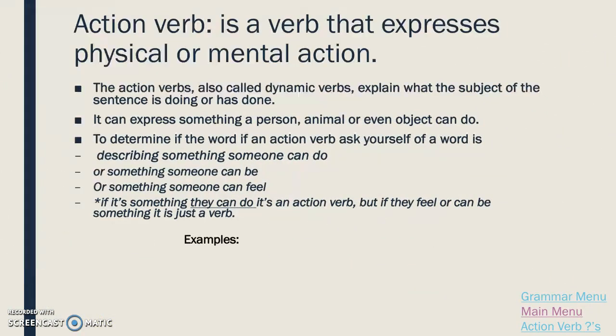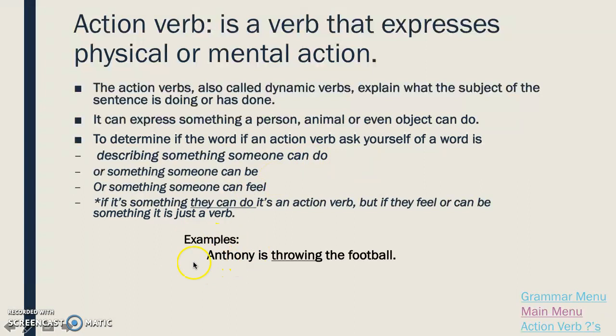Now, action verbs. Action verbs are verbs that express physical or mental action. Now, what does this mean? This just means they express something a person, animal, or even object, again, can do. So to determine if a word is an action verb, ask yourself if the word is describing something someone can do, or something someone can be, or something someone can feel. If it is something they can do, it is an action verb. But if they feel or can be something, it's just a verb. So here we're just looking at something they can do.